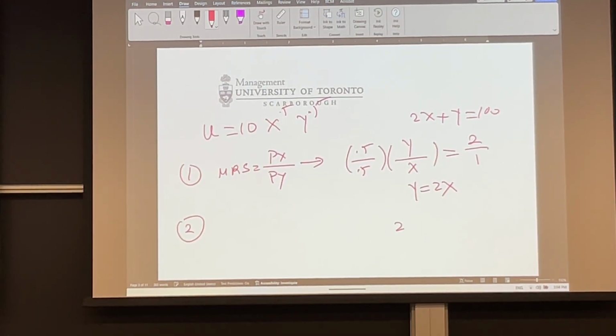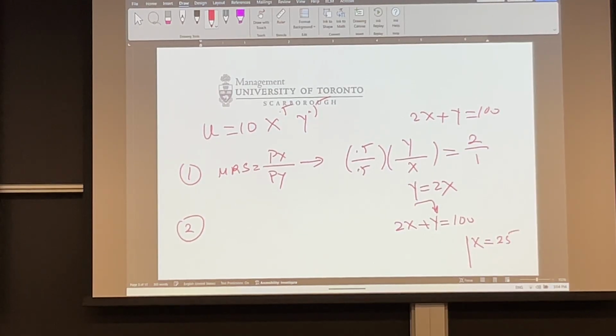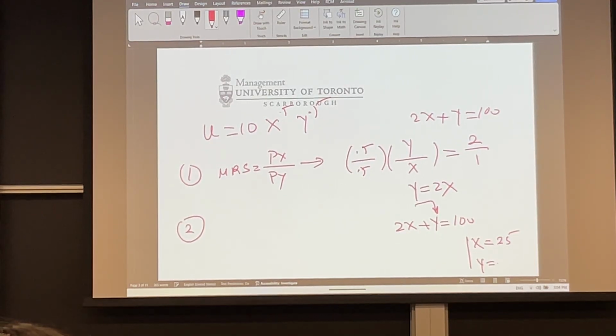Equation number 2 was the budget constraint. Put this one there and solve for x. How much is x? 25? Looks like 25. 25, right? That would be, go back there. Right? 50.